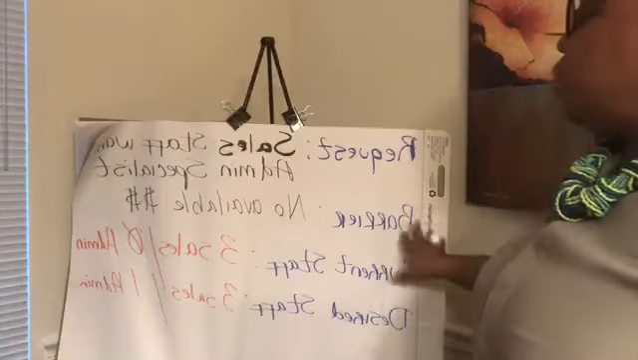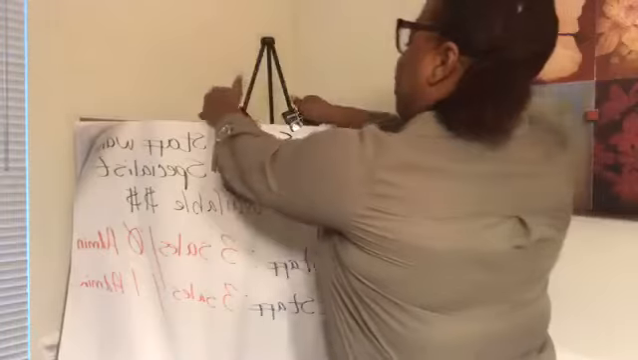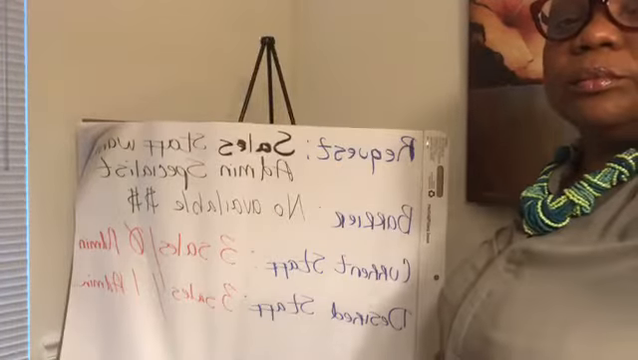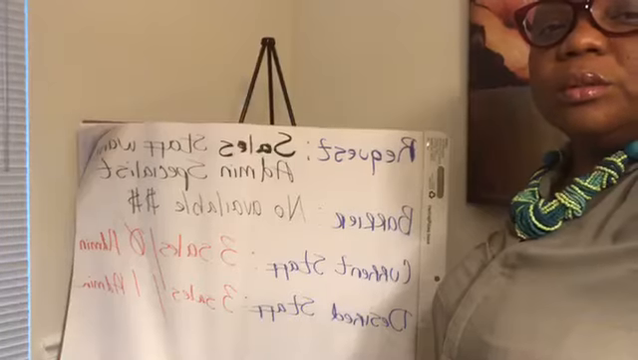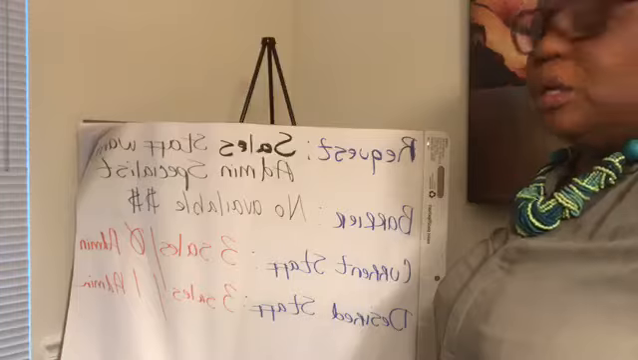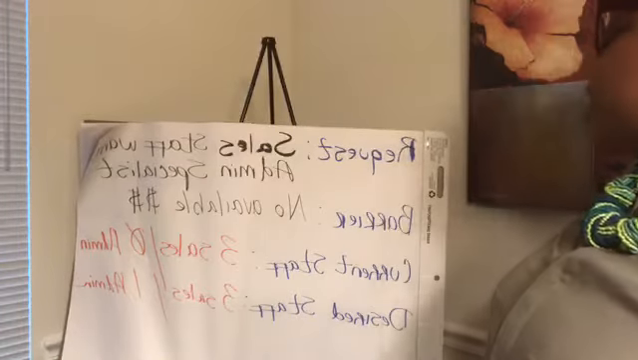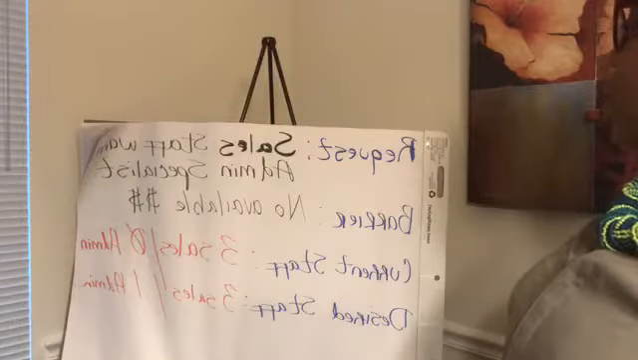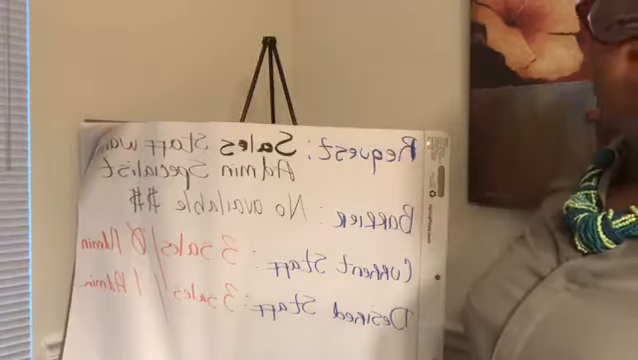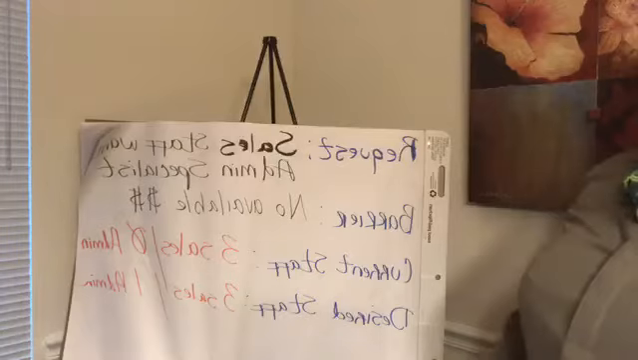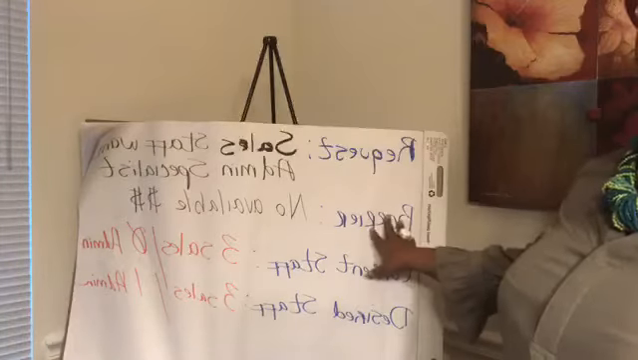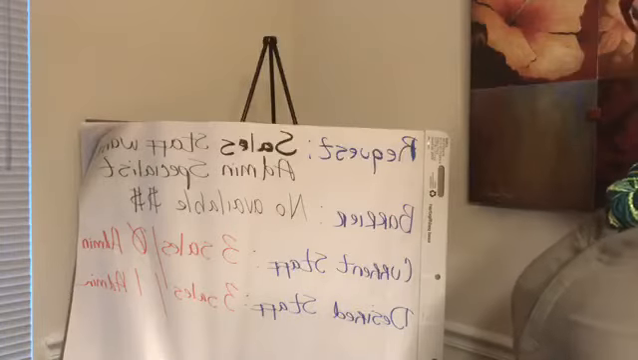So today's example is that in the organization, there is a request for sales staff, and the sales staff is requesting that they want administrative support. And so the barrier is that there are no dollars available for the administrative support.